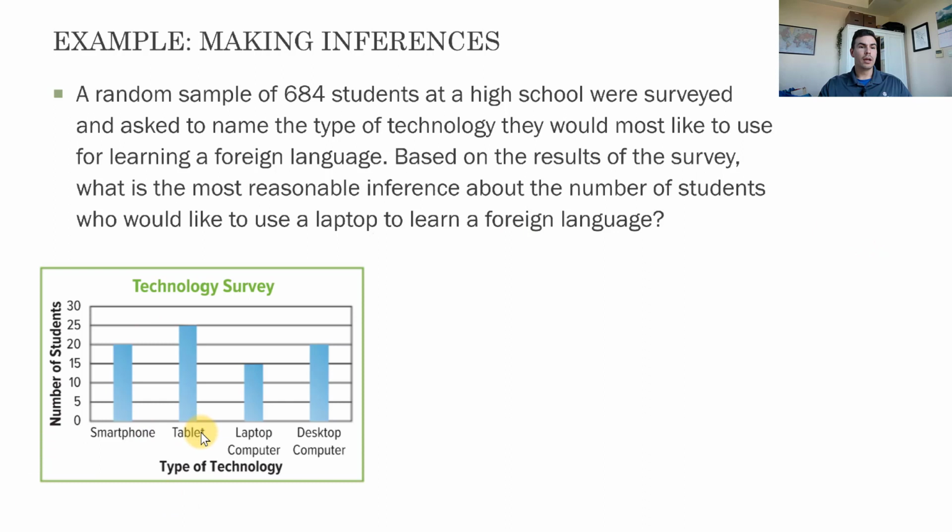So here we have our survey results. So the first thing we need to do is figure out how many people actually participated in the survey. We need to find our sample size. Again, this whole population is 684 students. How many people did we choose for the sample? Or how many people participated in this survey? So what we can do here is just take each one of our categories and add them all up. So we had 20 students who chose smartphone, 25 with a tablet, 15 responded saying they would like to use a laptop, and another 20 that chose a desktop computer. So that was a total of 80 students within this survey.